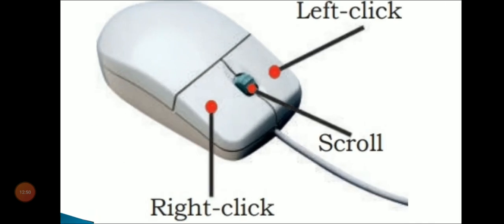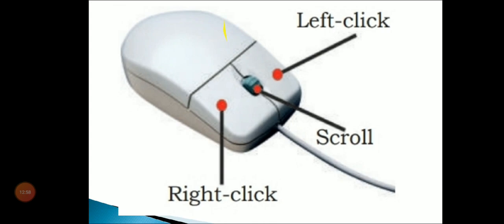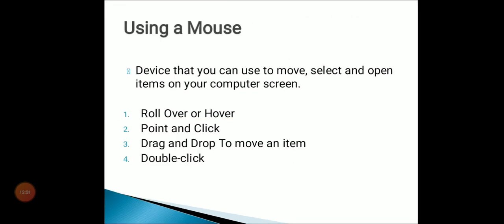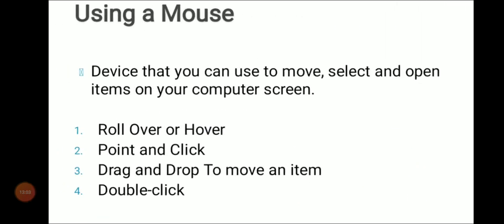In this mouse we have the left click, right click and scroll button. It is responsible for scrolling the page up and down. The mouse is a device that we can use to move or to select and open any item on your computer screen. Okay, the mouse has four functions: roll over or hover.